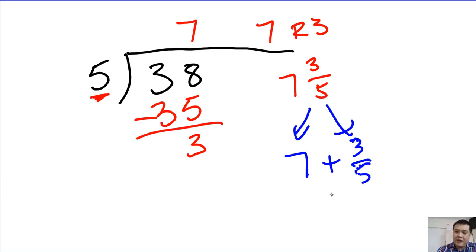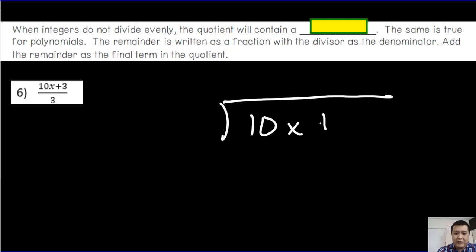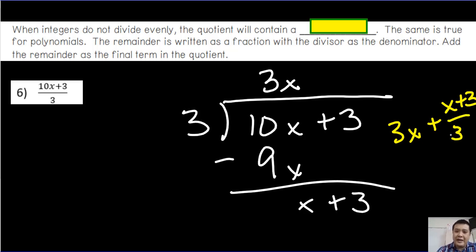In the same way, we're going to do the same thing with our remainder when we have one in dividing a polynomial. So here, for example, we have 10x plus 3 divided by 3. Well, we're going to divide this by 3x. We get 9x. Subtract, we get x plus 3. And now we have a remainder right here, because 3 we can't really do anything with when we have an x right here. So we have our answer as 3x plus x plus 3 over 3. And that is our final answer.